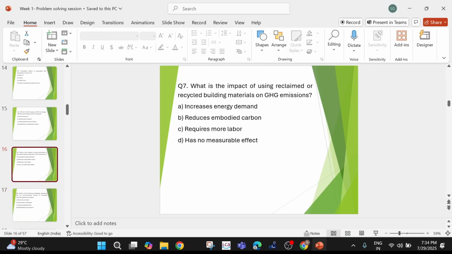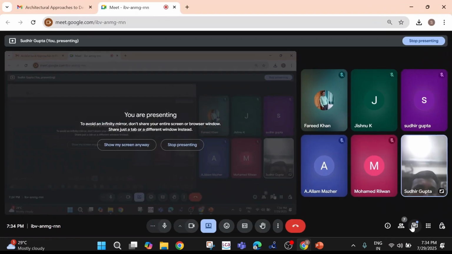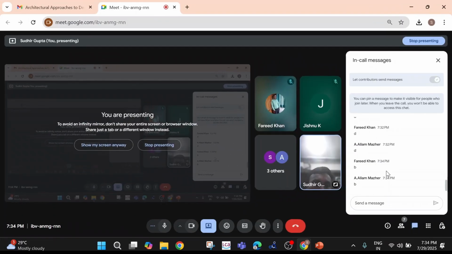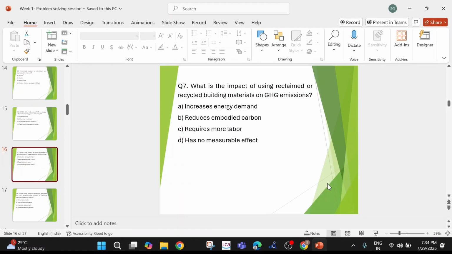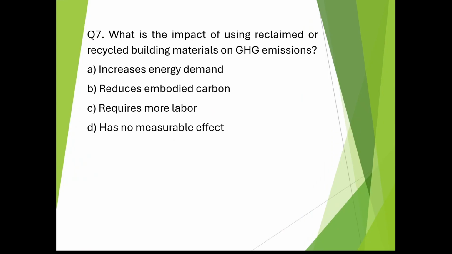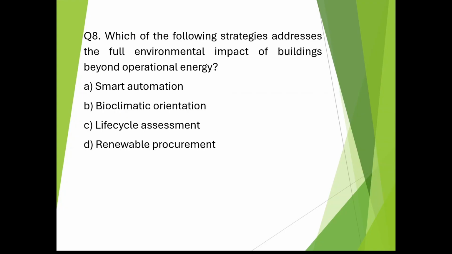So let's see how many of you are able to give the answer. Yeah, again, most of you have answered B for this question, and B is the correct answer. All of you are correct. As you all know, using recycled or reclaimed materials will help you in avoiding the emissions from manufacturing new materials. Thereby, overall, it will reduce the embodied carbon emissions and contribute to sustainable construction. That's why option B is the right answer. So let's move to the next question, question number 8.